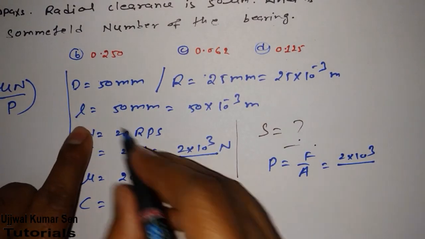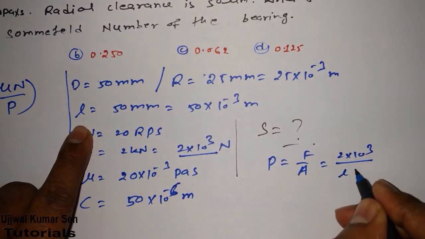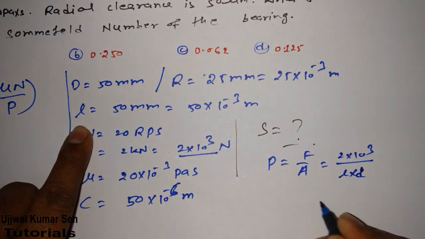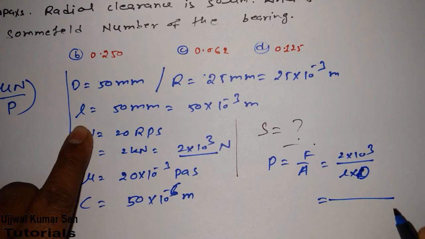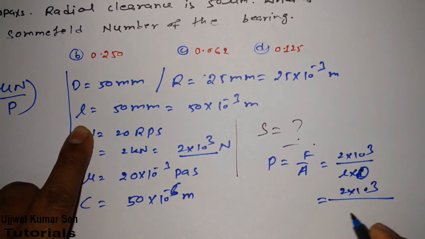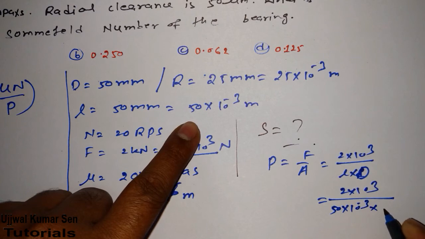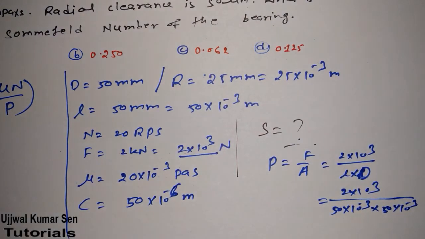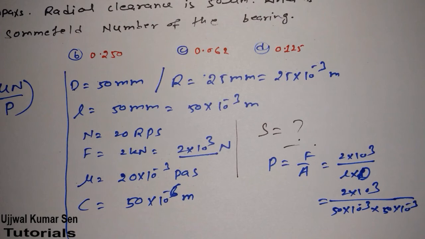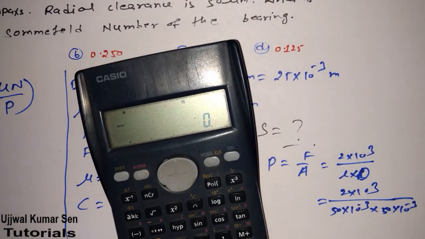So area would be length into diameter, that means L multiplied by D. So 2 multiplied by 10 to the power 3. L is 50 multiplied by 10 to the power minus 3. D is 50 multiplied by 10 to the power minus 3. Again I am converting both terms into the SI unit system, since they are given in mm, so we have to convert that into the SI unit system.